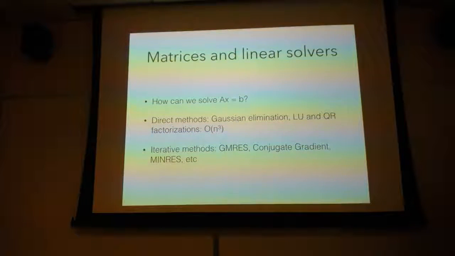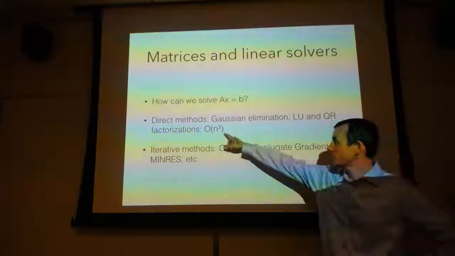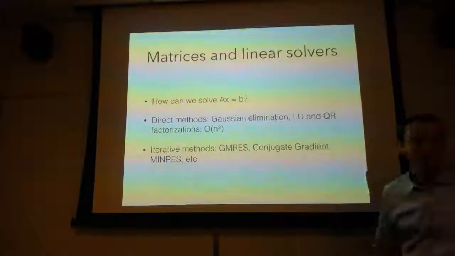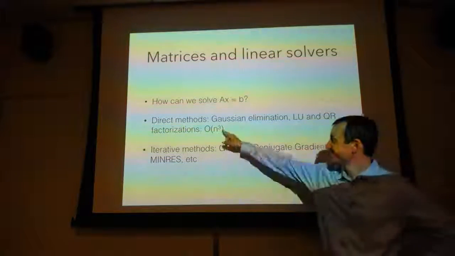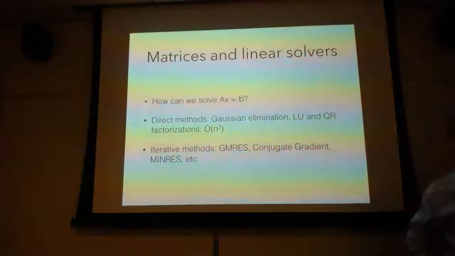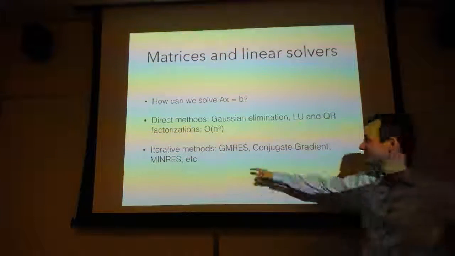So you have the direct methods, right? Gauss elimination and LU, QR factorization. If you have access to the latest Chinese supercomputer, that still works for n equal a million apparently. But for more regular folks, difficult.